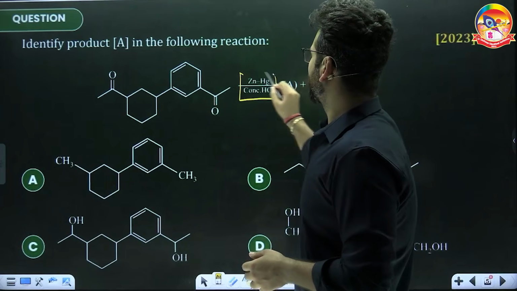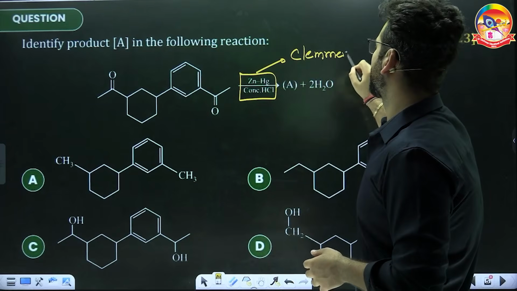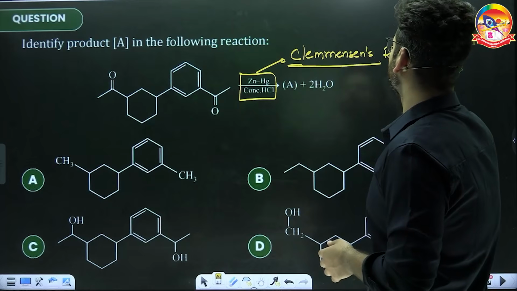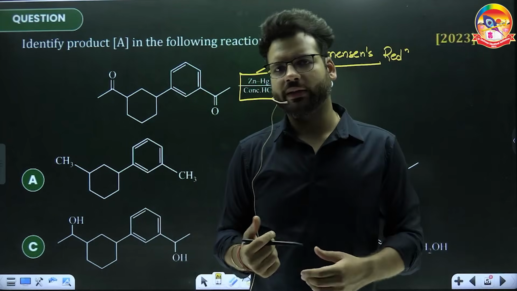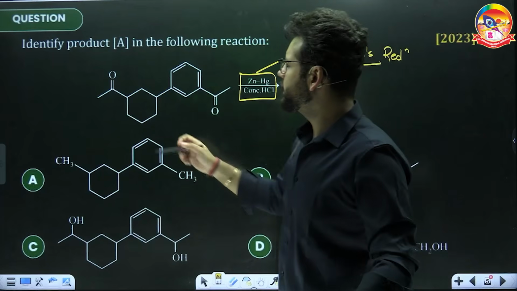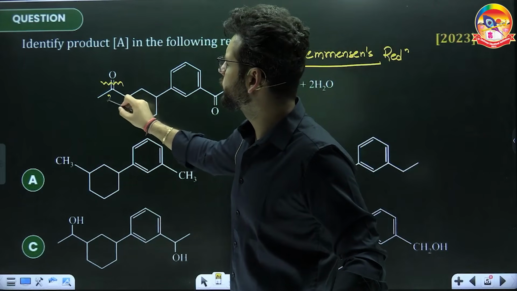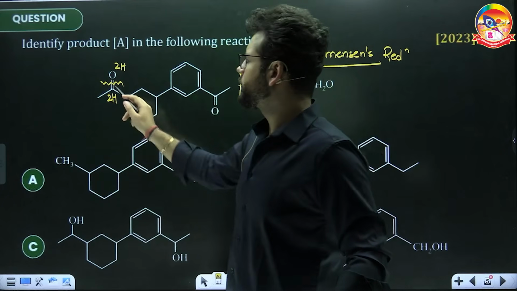Zinc amalgam, concentrated HCl, another named reaction. Clemmensen reduction, which converts your aldehydes and ketones to the corresponding alkanes. So I can see a ketonic group here. It will be converted to a methylene group, means 2 hydrogens will go to this carbon, 2 hydrogens will go to this oxygen. So it will become CH2CH3.